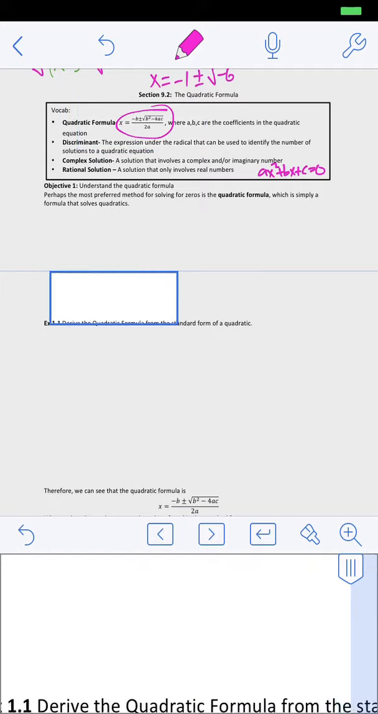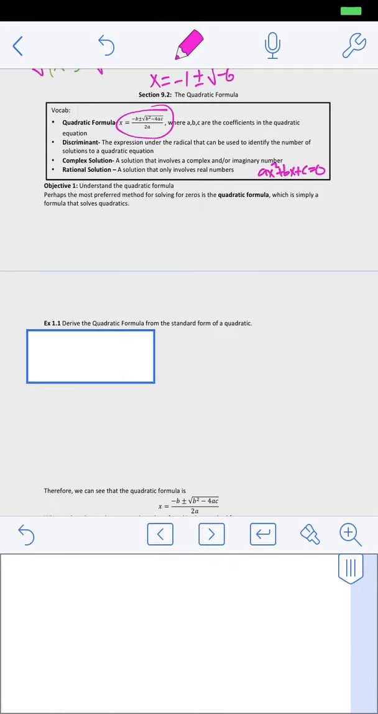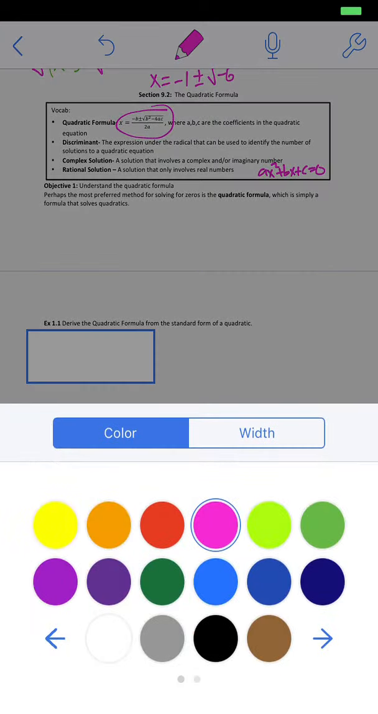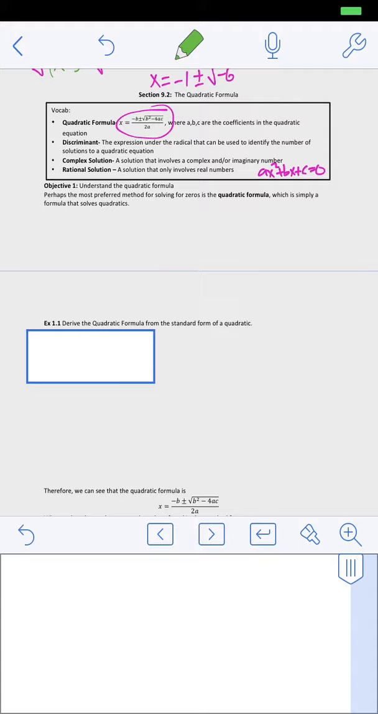Okay, so the first thing we're going to do is see where the quadratic formula came from. And we're actually just going to complete the square. That's all we're going to do. Same formula. The only thing that's different now is, unlike last time when I didn't show you with variables, I'm going to show you with variables now. And you're going to find that we get the exact same thing for the quadratic formula.